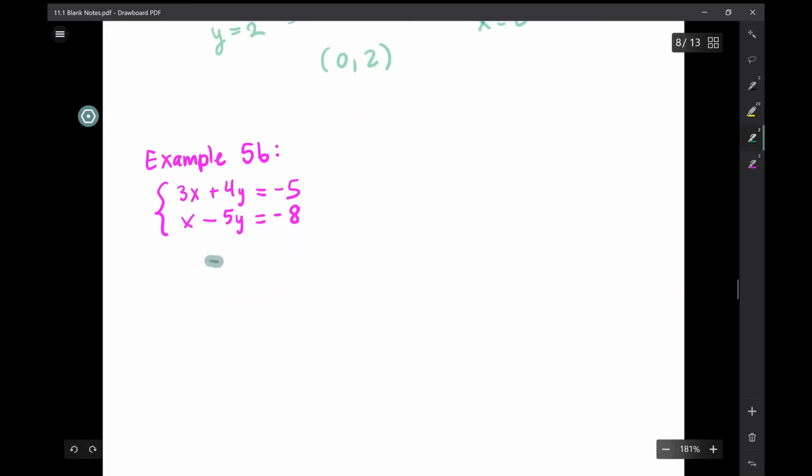So what we can do, though, is we can change one of our linear equations so that something drops out. For example, if I had a negative 3 coefficient on this x, then when I added down the 3x and the negative 3x would cancel. So to make that be a negative 3 coefficient, I'm going to multiply the second equation by negative 3. I'm going to multiply the entire second equation by negative 3.